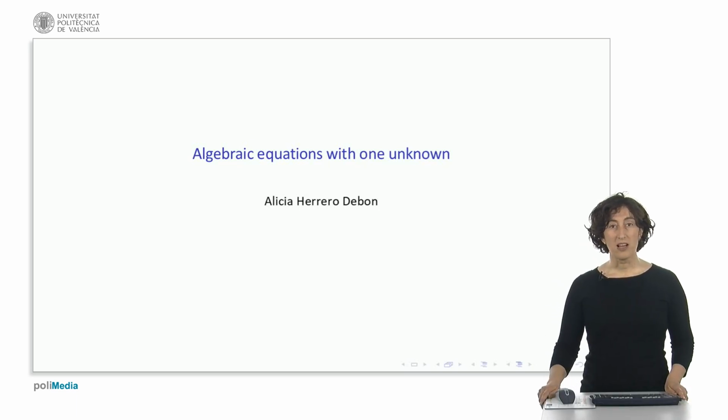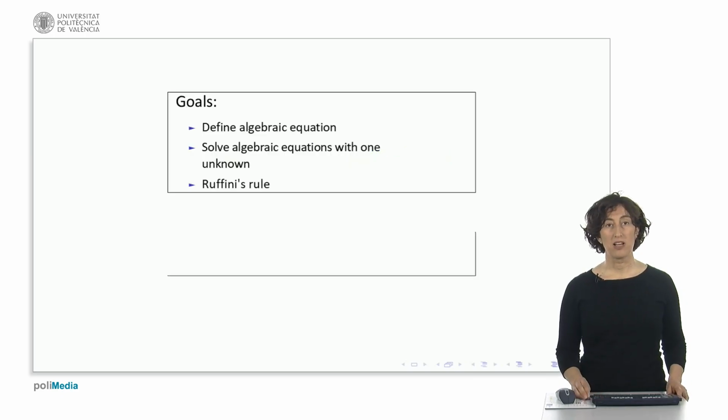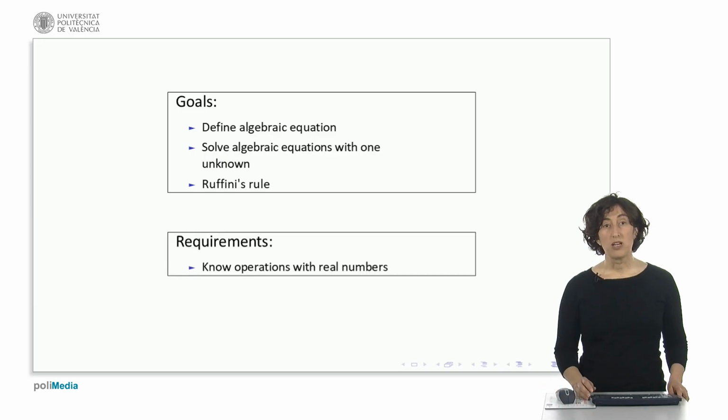We are going to talk about algebraic equations with an unknown. That is, we are going to see what an algebraic equation is. We are going to solve this type of equation with a single unknown. And we will explain what the Ruffini rule is to solve them. For this, just knowing the operations with real numbers is enough.